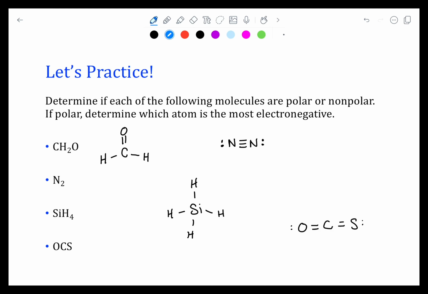Because I don't have my electronegativity chart here, I'm just going to write these out. Carbon is 2.5, oxygen is 3.5, hydrogen is 2.1, nitrogen is 3.0, silicon is 1.8, and sulfur is 2.5. Okay, so for our carbon-hydrogen, that's going to be 2.5 minus 2.1.